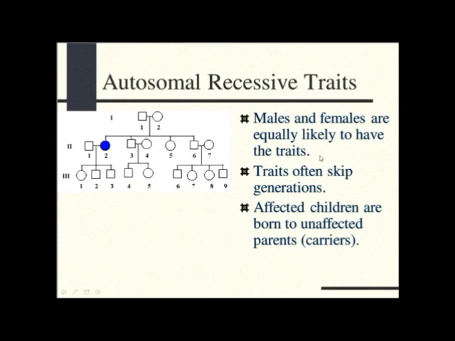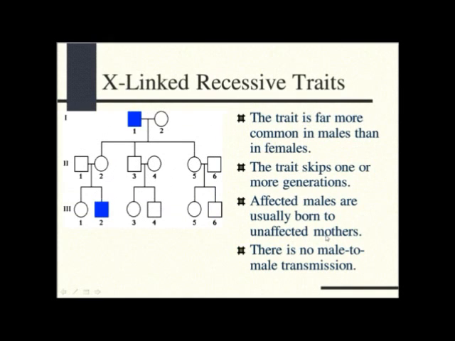Autosomal recessive, just looking at this picture we can tell that it's not, but we'll look at the key definition. Males and females are equally likely to have the trait. Okay, ours was. Traits often skip generations. That disqualifies our example, because it was in every generation. And then affected children are born to unaffected parents. Obviously, all of our affected children had at least one affected parent. So it's definitely not an autosomal recessive trait.